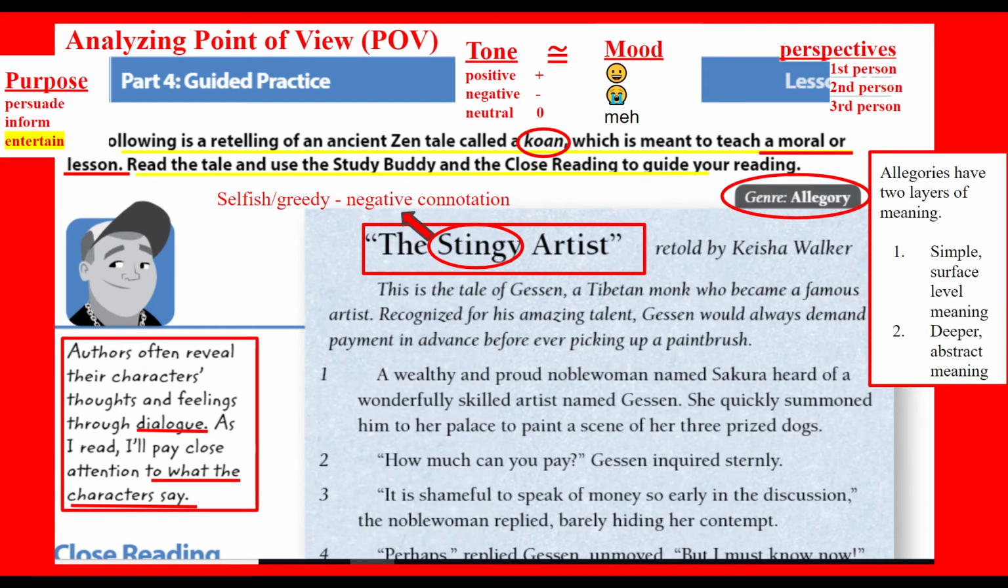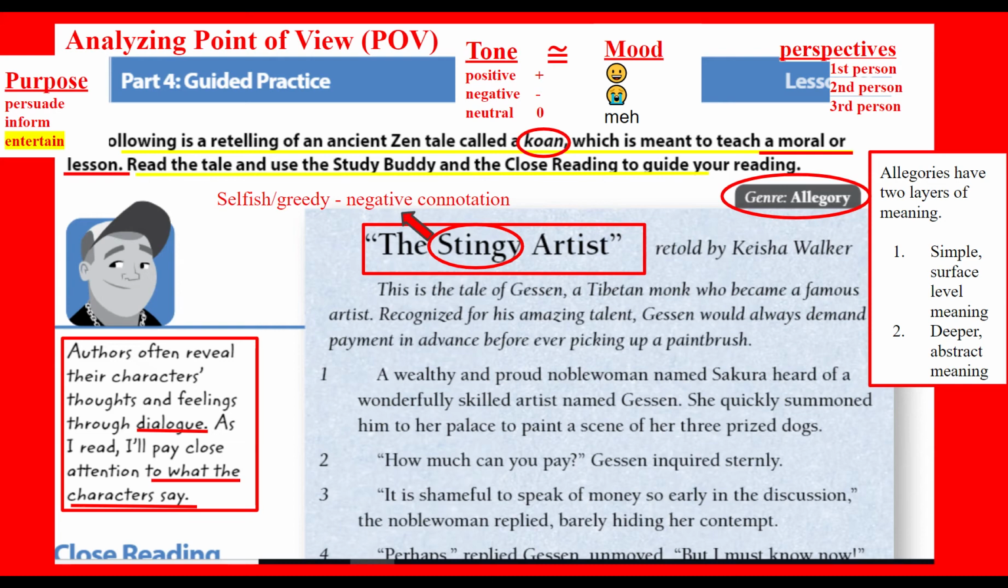And the word stingy has some negative connotation. If someone says you're stingy, they probably do not mean it in a positive way. They mean you're selfish, you're greedy, maybe you hoard your money, you don't like to share it. So we know based on our title, we're going to be dealing with a stingy artist. And we all know what an artist is, right? So we know our story is probably going to have something to do with an artist who's stingy, right? Maybe he doesn't want to share his money, maybe he's greedy. Whatever the case, we will see.